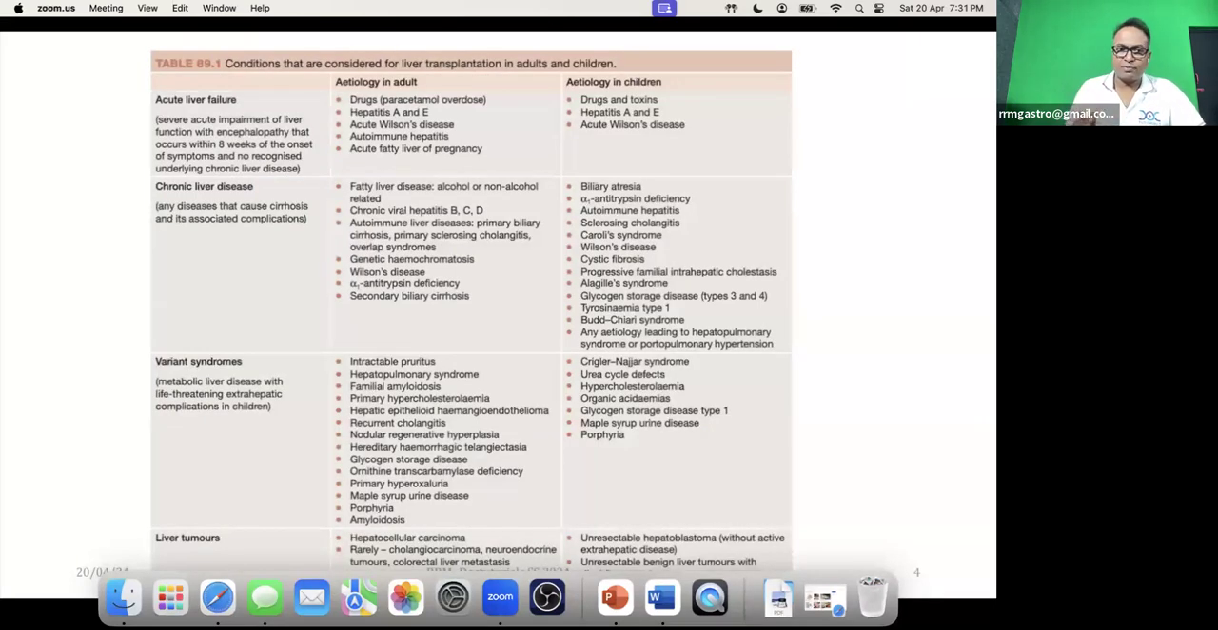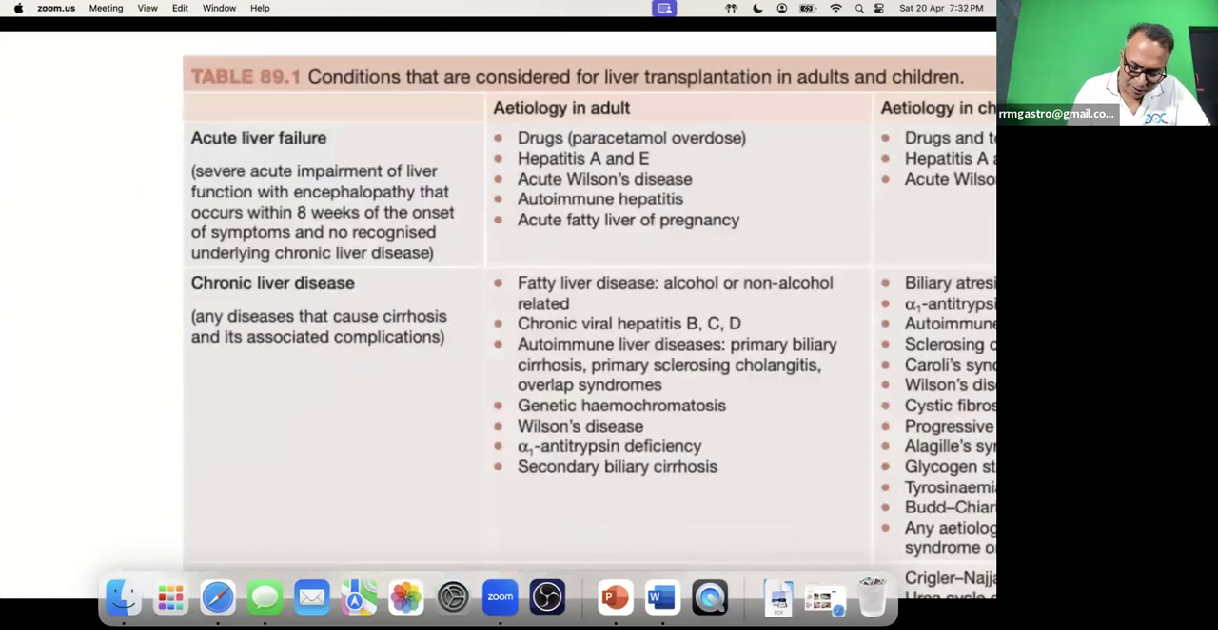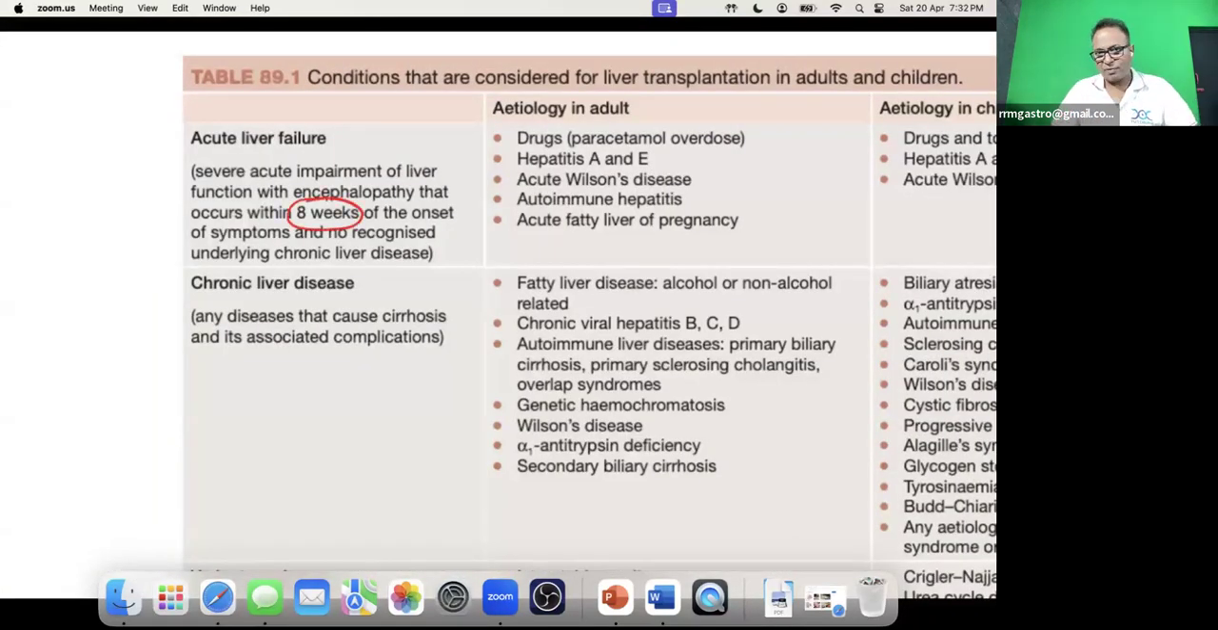What is acute fulminant liver failure? Acute fulminant liver failure is a sudden failure of liver within 8 weeks. So acute liver failure is sudden liver failure within 8 weeks of onset of symptoms and no recognized chronic underlying disease. So that is called acute liver failure. No chronic underlying disease is available. Suddenly the patient went into liver failure.